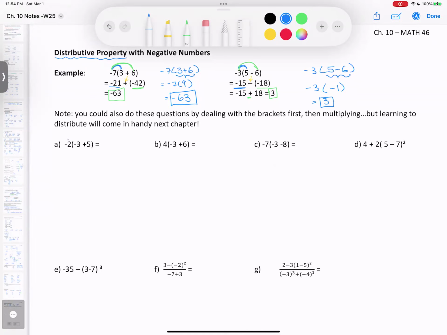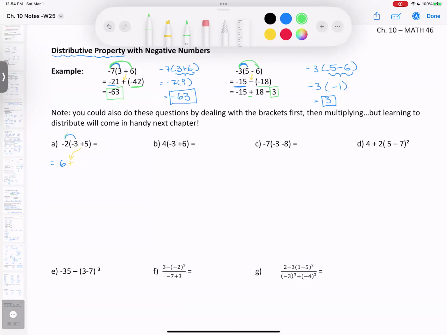Okay, so again, we're going to use the rainbow. So we're going to do -2 times -3, which gives us +6. Then we're going to drop down our sign here, which is positive. And then we're going to do -2 times +5, which gives us -10. Okay, and so then when we do the math there, 6 plus -10, we get -4.